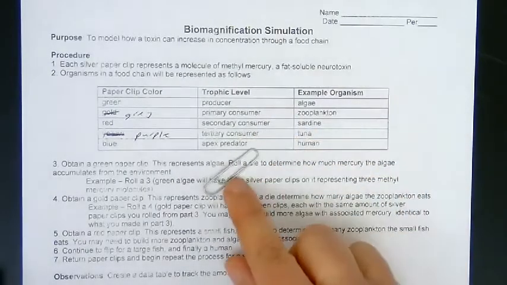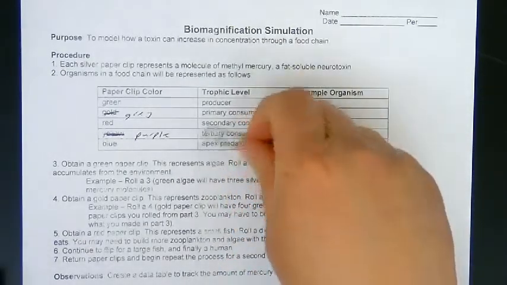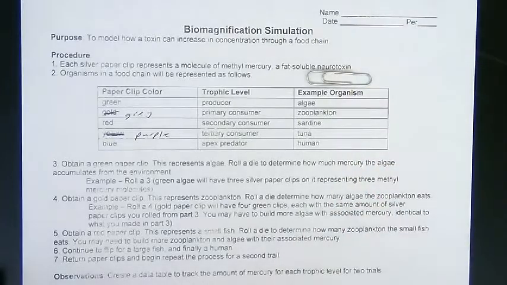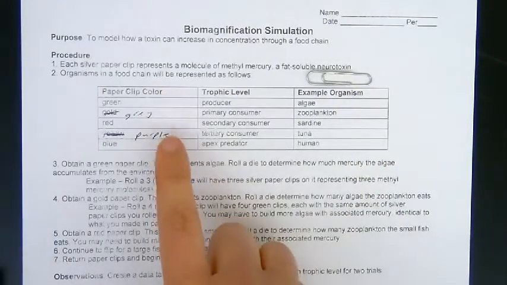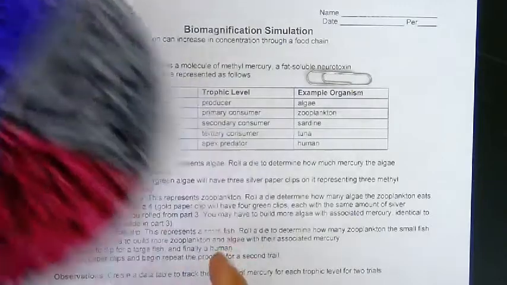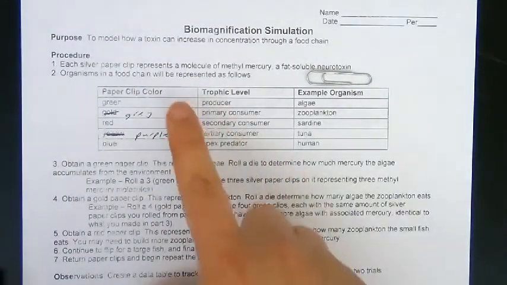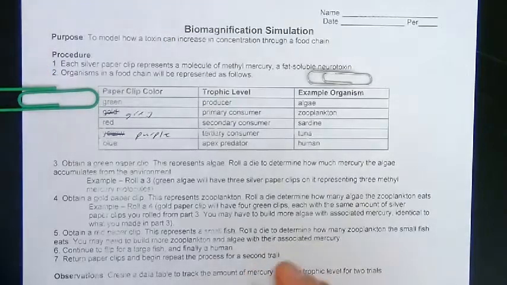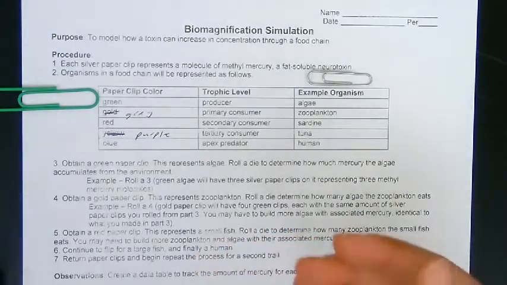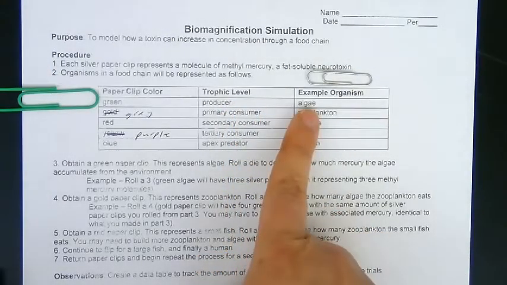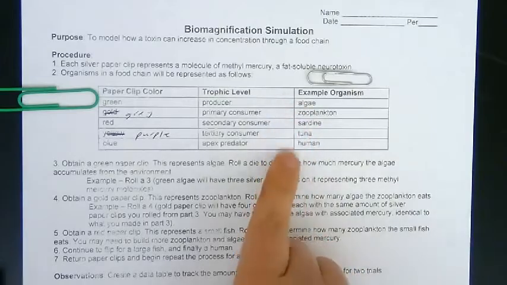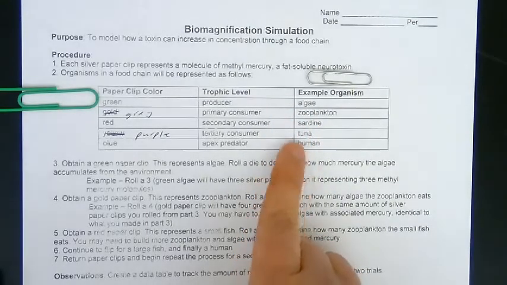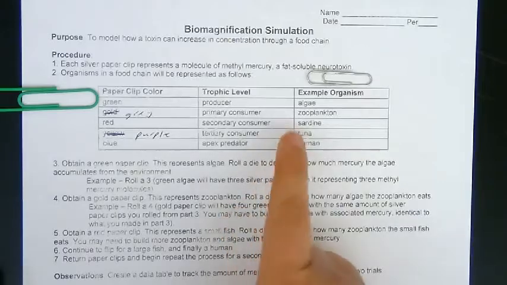So we're going to use a traditional silver paperclip to represent mercury. That's our toxin. And then we have different colored paperclips for each organism, each level of the food chain. Green is going to be the producer, the bottom of our trophic pyramid, our food chain, which is going to be algae, because we're looking at an ocean aquatic food chain. And then the humans are going to be the apex predator.